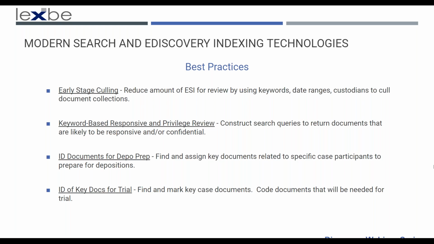When you use a keyword-based responsive and privilege review, you are able to drill down to exactly what you want to look at using these keyword terms that I just talked about. You'll be able to build your search queries to return the documents that are going to be most likely responsive and/or confidential, so that you can exclude them or mark them appropriately.